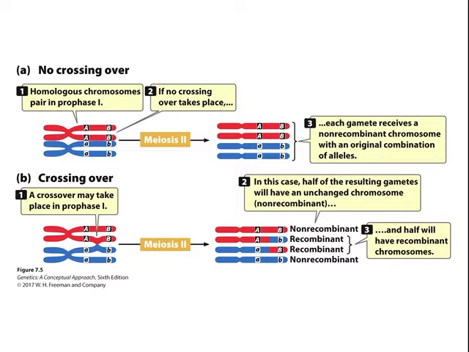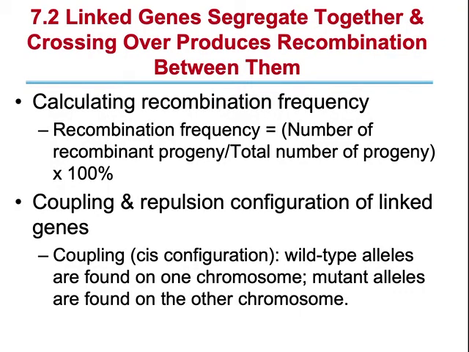Even if crossing over between two genes takes place in every meiosis, only 50% of the resulting gametes are going to be recombinant. Thus, the frequency of recombinant gametes is always half the frequency of crossing over, and the maximum proportion of recombinant gametes is going to end up being 50%. So to calculate recombination frequency, we take the number of recombinant progeny over the total number of progeny times 100%.